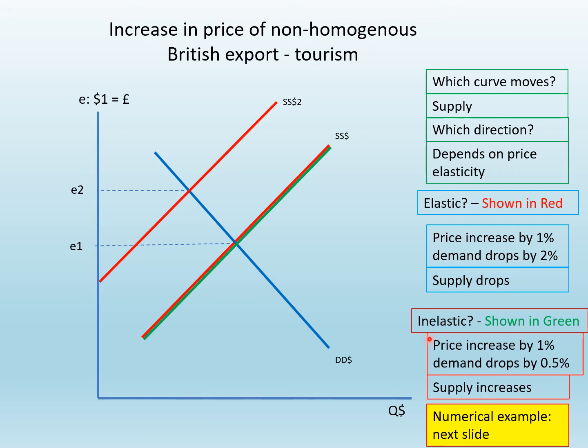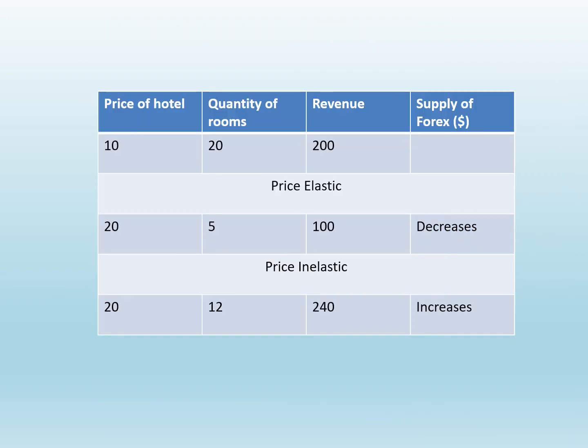Supply increases. So it's not evident what would happen to the pound if there's a change in the price of a non-homogeneous British export. If it's elastic, the pound will depreciate. If it's inelastic, the pound will appreciate. The next slide shows this numerically.